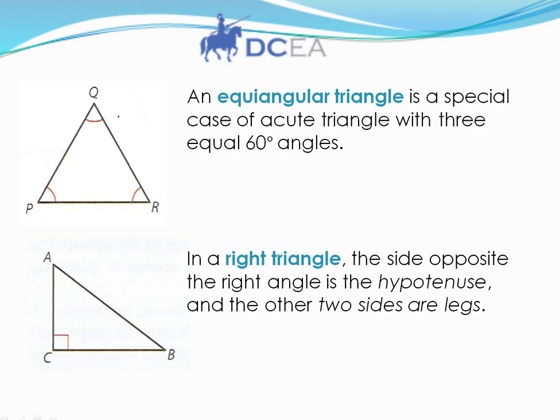We're covering also the equilateral triangle. This is a special triangle, and each angle of the triangle, so angle Q and angle R and angle P, are all equal to each other, are all 60 degree measures, and 3 times 60 equals 180. In the right triangle, the side opposite the right angle is the hypotenuse. So you have angle C as the right angle, and opposite angle C is the hypotenuse. The other two sides are known as the legs.